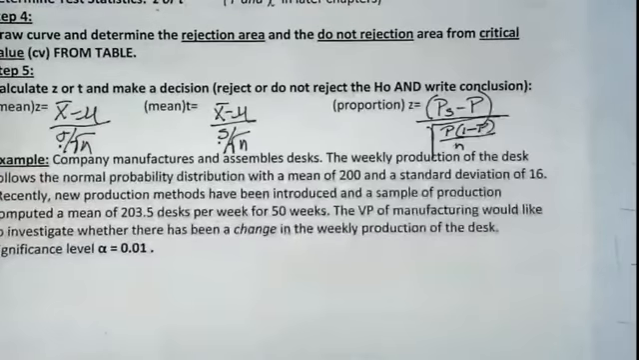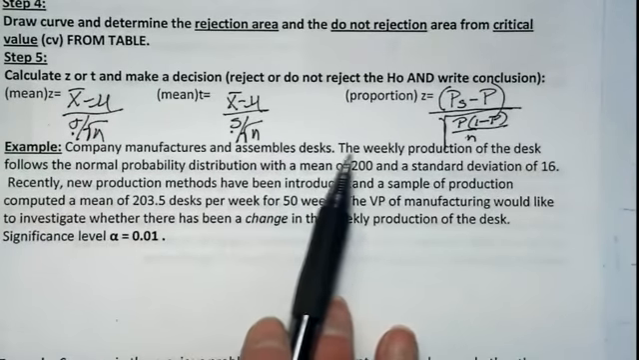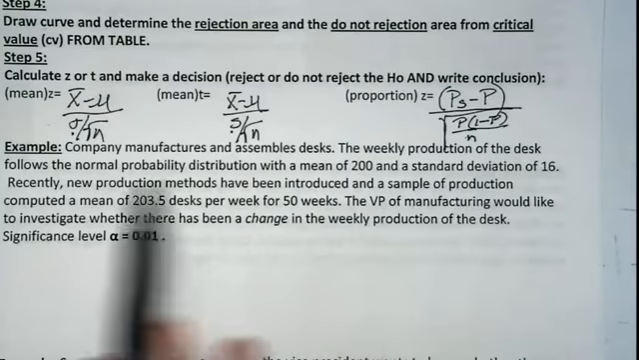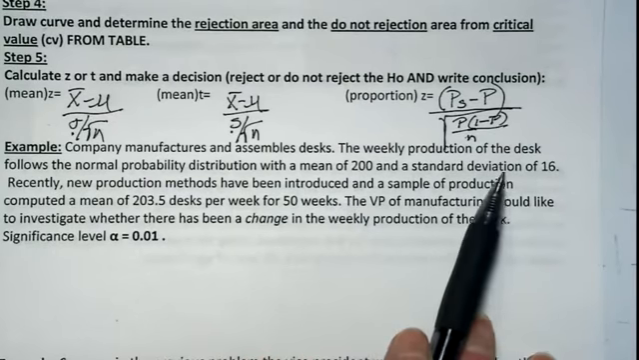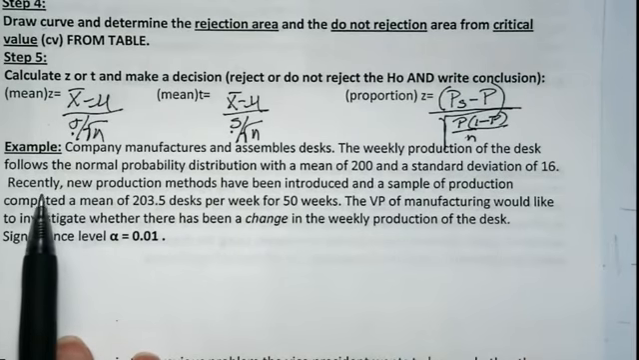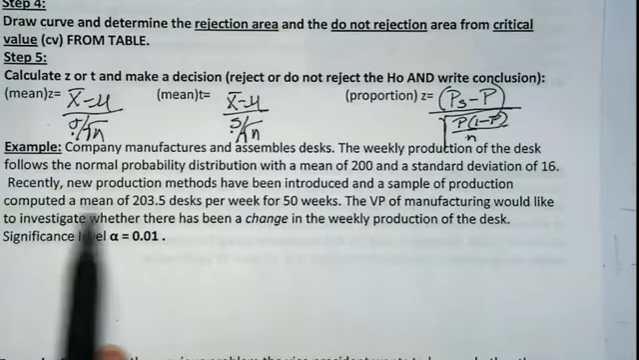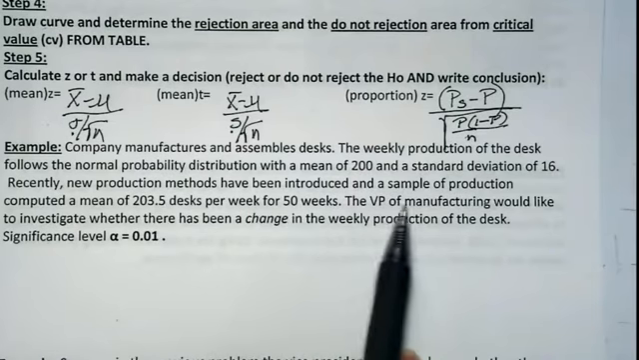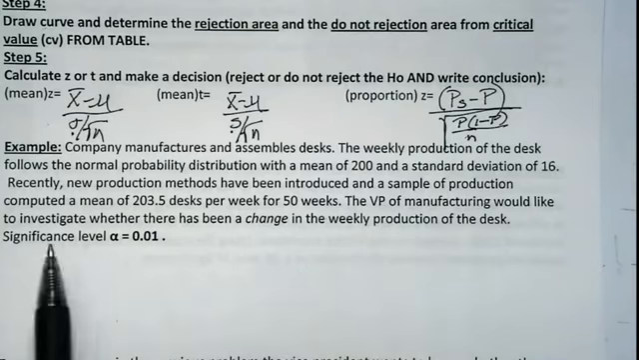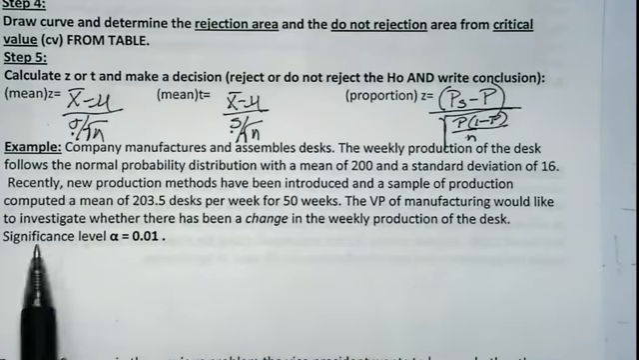Example. A company manufactures and assembles desks. The weekly production of desks follows a normal probability distribution with a mean of 200 and a standard deviation of 16. A new production method has been introduced, and the sample production mean is 203.5 per week for 50 weeks. The vice president of manufacturing would like to investigate whether there's been a change in the weekly production of desks at the 0.01 significance level.